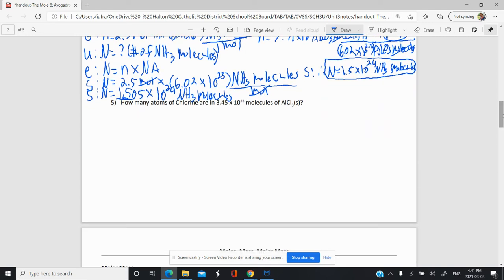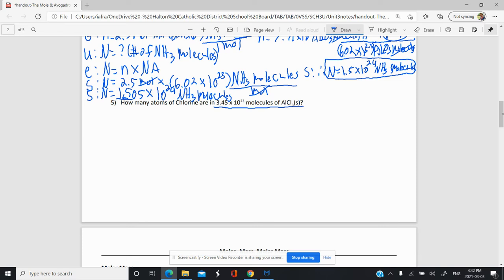Now let's try this question here. How many atoms of chlorine are in 3.45 times 10 to the power of 23 molecules of AlCl3? So we kind of did some of the work for you here. We gave you the number of molecules for AlCl3. Now let's put a conversion factor. Let's write that.